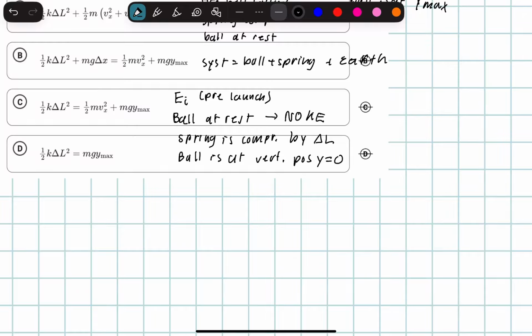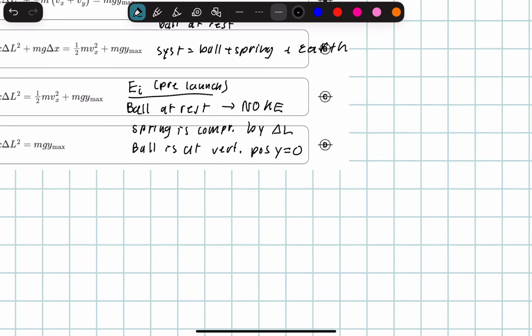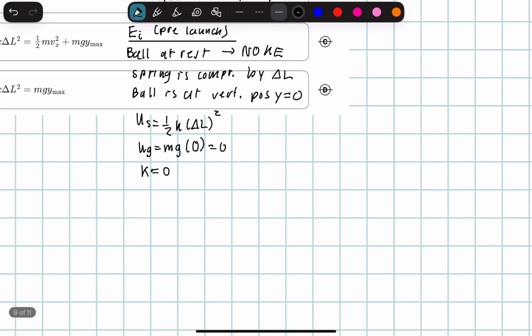So then we can write the energies that are initially present based on all of this. The spring potential energy is US equal to 1/2 k delta L squared. The gravitational energy is UG equal to mg times 0, so that's just equal to 0. And the kinetic energy is equal to 0. So the total initial energy is E initial equal to 1/2 k delta L squared, plus 0 plus 0.